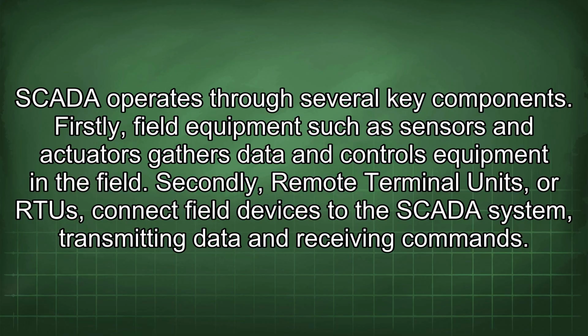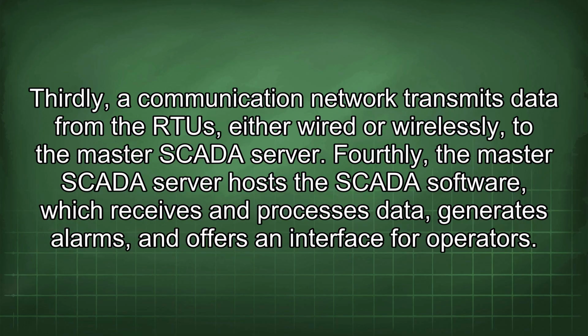Firstly, field equipment such as sensors and actuators gathers data and controls equipment in the field. Secondly, remote terminal units, or RTUs, connect field devices to the SCADA system, transmitting data and receiving commands. Thirdly, a communication network transmits data from the RTU, either wired or wirelessly, to the master SCADA server.